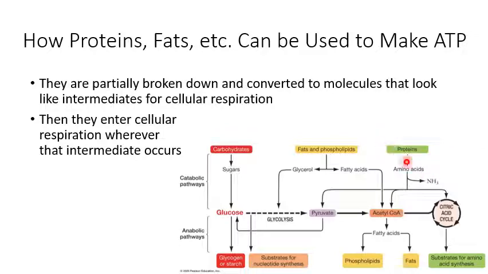If you're trying to catabolize proteins, then you need to chop them up into their individual amino acids that make them up, and you would remove the amino group from the amino acids, and then the rest of the amino acid can enter either pyruvate oxidation or the Krebs cycle, depending on which amino acid it is.